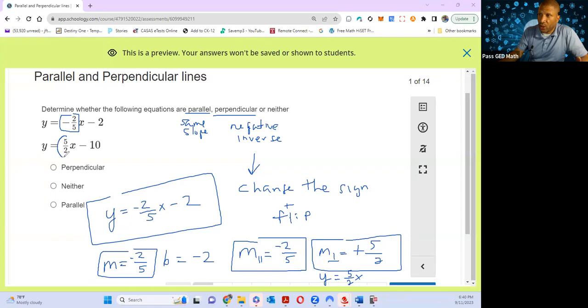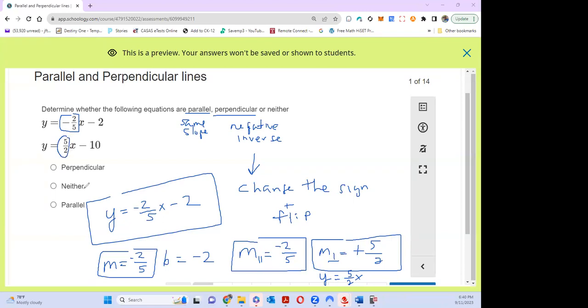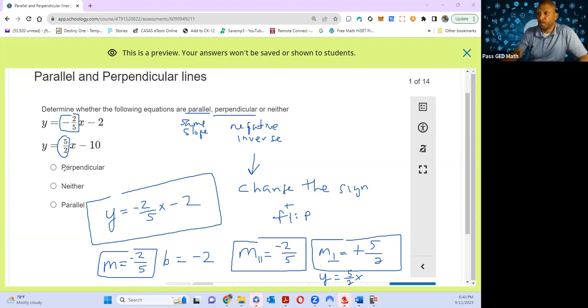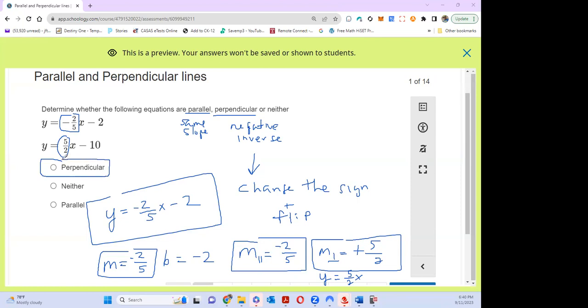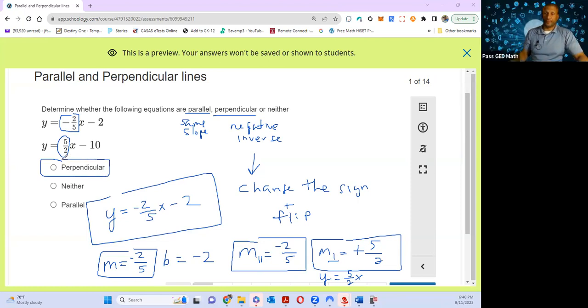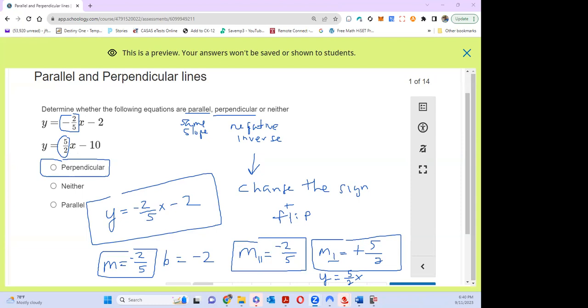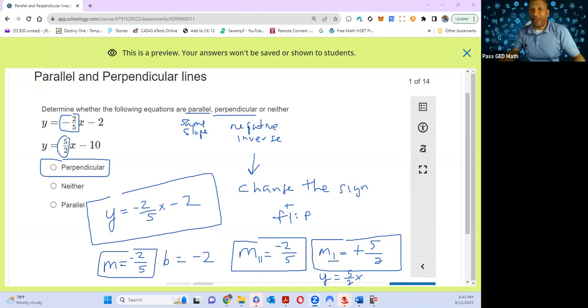Well, what's the slope of this second equation? 5/2. So that means these two lines are perpendicular. That's what they're going to ask you on the GED exam. They're either going to ask you, are these lines parallel or perpendicular, or the equation of a line that is perpendicular, or the equation of a line that is parallel.